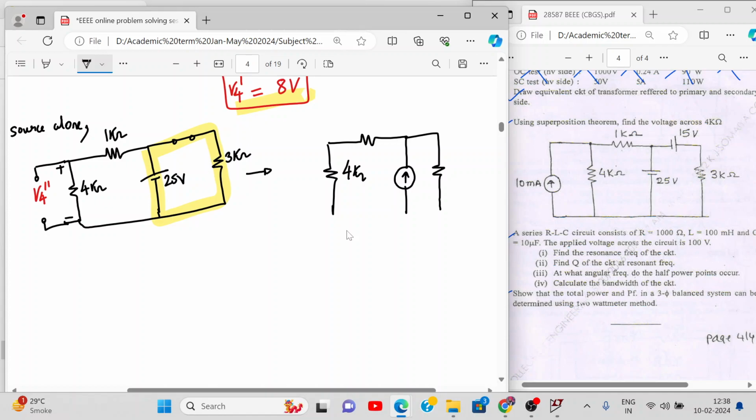But what do we achieve over here by source transformation? We are complementing again. If we see carefully, these two are connected in parallel. So can we interchange their position? Yes or no? Yes, sir.